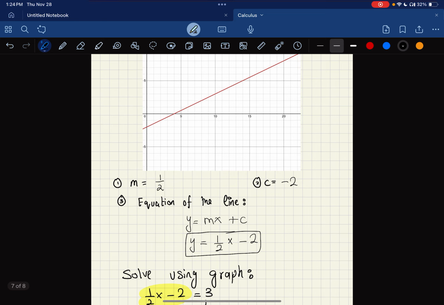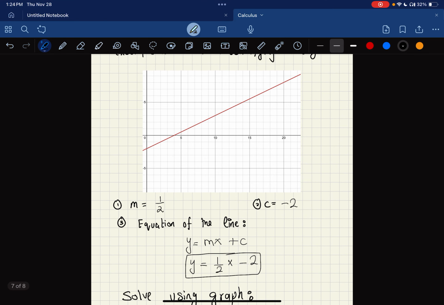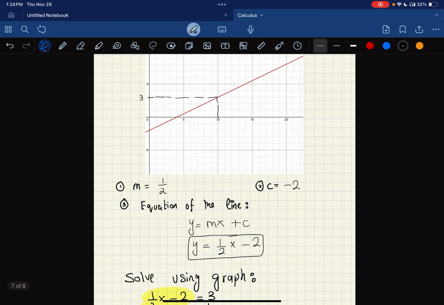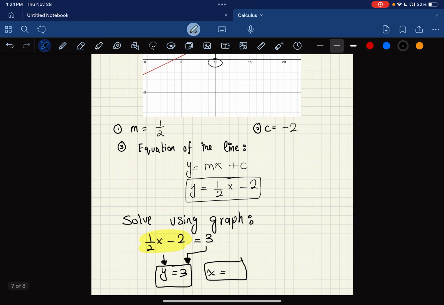Okay, so let's see. When y equals to 3, let's plot that on the graph. When y is equal to 3, which is going to be this, right? What is the corresponding value of x? Well, you can see that over here, it's going to be 10. Okay, so the answer to this is going to be 10. Okay, let's solve another one.